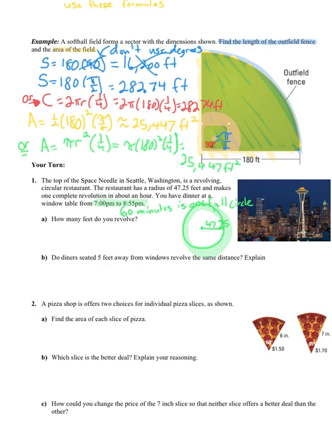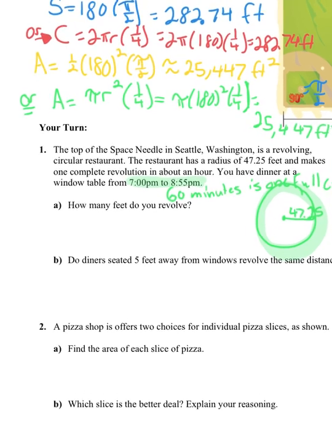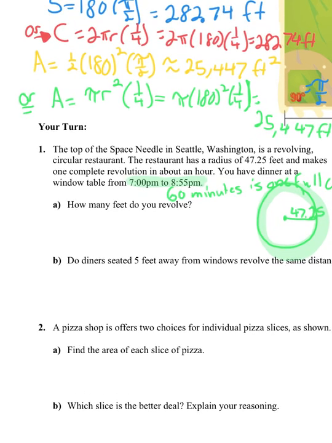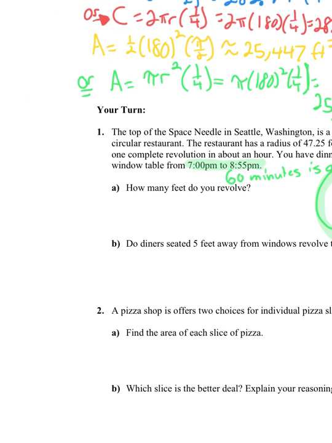Let's go ahead and look at the first problem here. It says, how many feet do you revolve? The best way to think about this one is, the way I thought about it at first was that you're going almost 2 hours around. So figure out how much do I revolve in the first hour? So we'll do the circumference equation, 2 pi r, and 2 pi times the radius is 47.25. It doesn't matter how much of the circle I'm using, I'm going through, this is going to be one full circle. And one full circle comes out to about 297 feet.